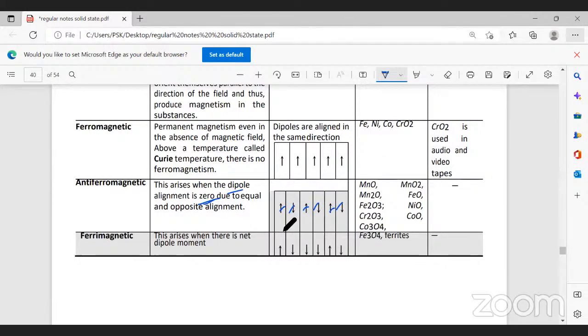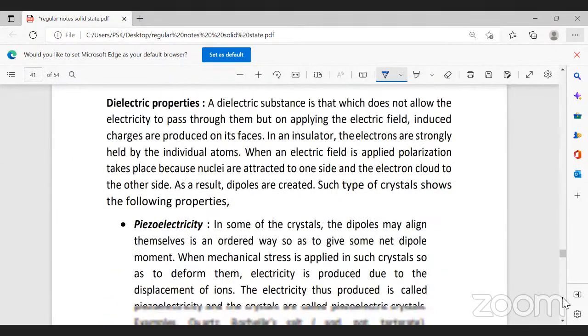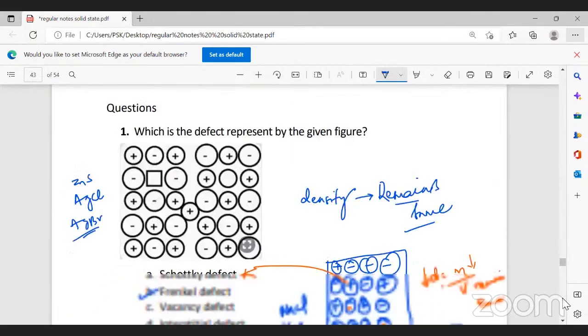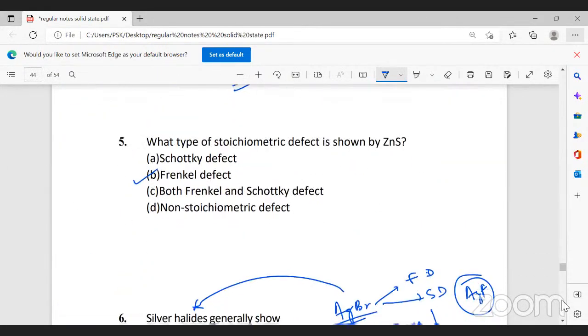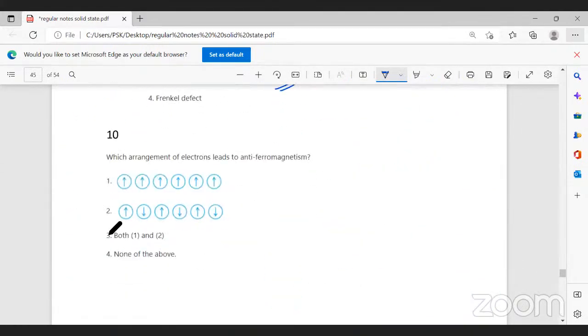Zero. Even though we have unpaired electrons, the spins of the unpaired electrons are opposite. Therefore, the net dipole moment is zero. Those kind of properties are called anti-ferromagnetism. Now, which one will show anti-ferromagnetism? Here it's up, up, up, up, all are up, so it is ferrimagnetism. Here in the second one it gets cancelled, so the net dipole moment is zero. Therefore, the answer is the second one. Direct question. Yes or no?